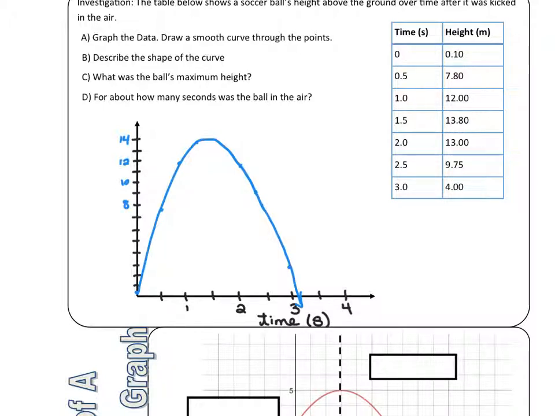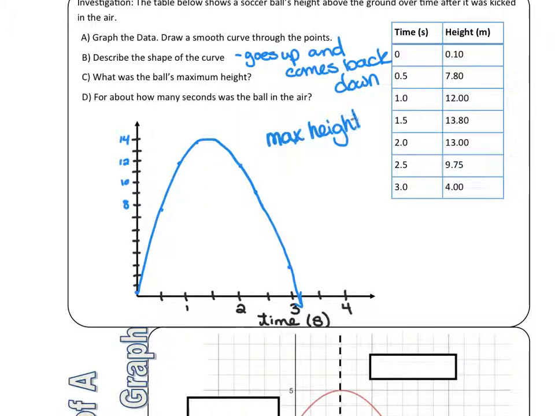Okay, so describe the shape of the curve. So you can say that it goes up and comes back down. What was the ball's maximum height? So you can look on the graph or on the table. The maximum height was about 13.8 meters. So that's C.